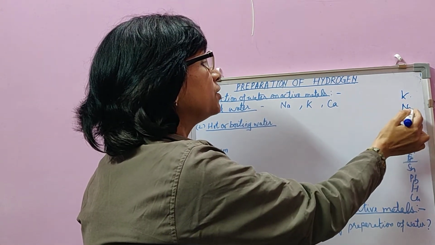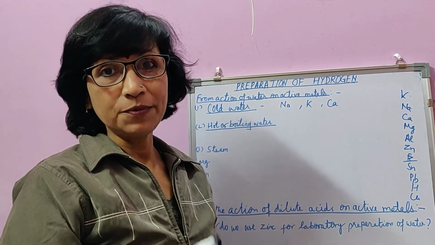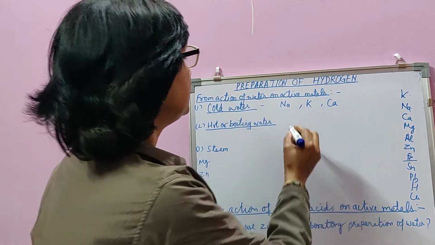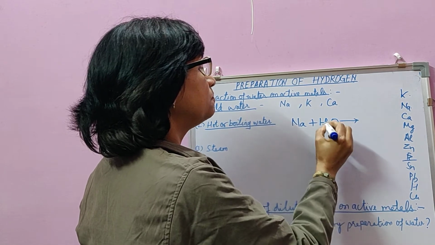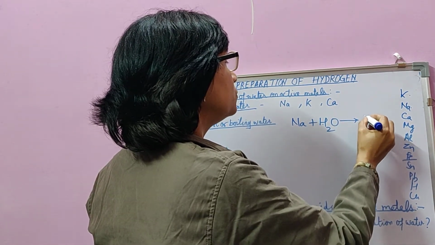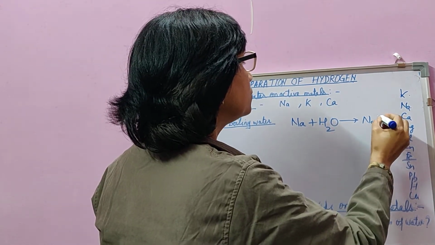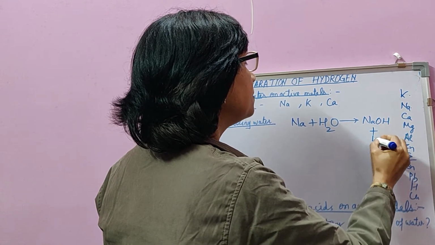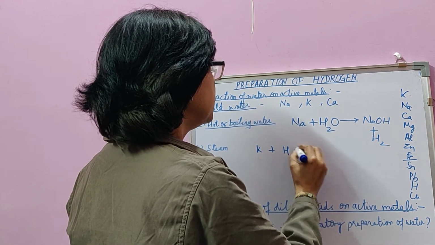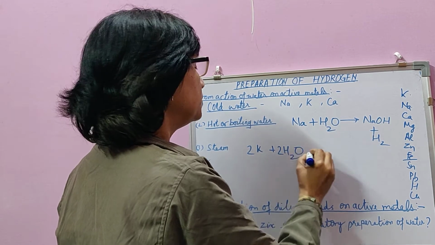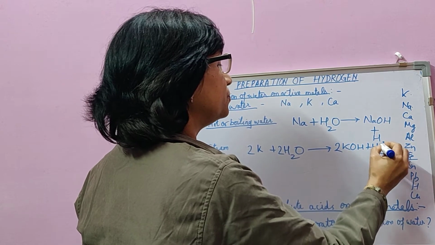The most active metals, potassium, sodium, calcium, can displace hydrogen from water even at room temperature, meaning without heating. How? See the example. Sodium plus H2O. Sodium will displace hydrogen from water and will form sodium oxide, and then sodium oxide will further dissolve in water to form sodium hydroxide. So the final product will be sodium hydroxide plus hydrogen. Same way potassium. The balanced equation will be: 2K plus 2H2O gives 2KOH plus H2.